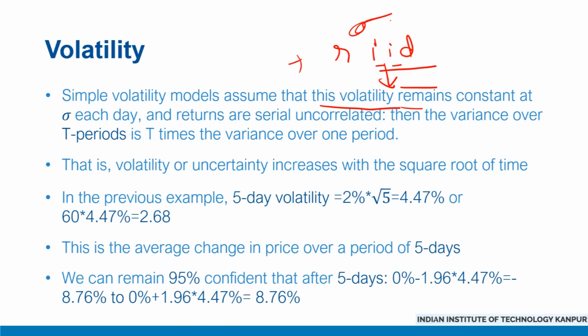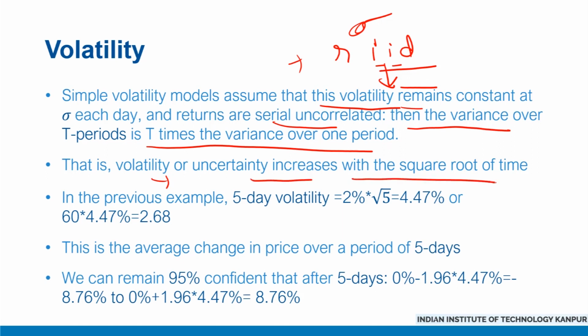Each day at some level sigma, whatever this level is, it is constant, and the distribution remains the same, and also returns are serially not correlated. If these properties hold, then a resulting property is that variance over t periods is t times the variance of one period. Or in other words, volatility, when measured through standard deviation, increases with the square root of time. Let's understand what it means.